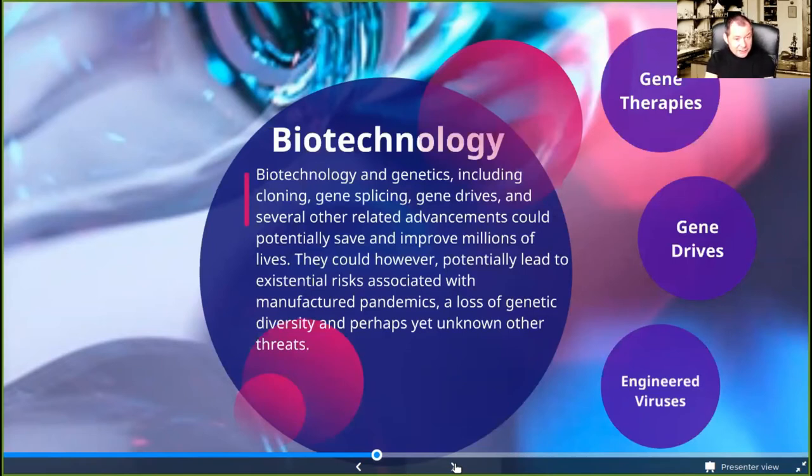Biotechnology and genetics, including cloning, gene splicing, gene drives, and several other related advancements, could potentially save and improve millions of lives. These technologies could eliminate so many diseases, improve crop yields, feed the starving, extend longevity, get rid of pests. However, these technologies could potentially lead to existential risks associated with things such as manufactured pandemics, a loss of genetic diversity in the environment, and perhaps yet unknown other threats.